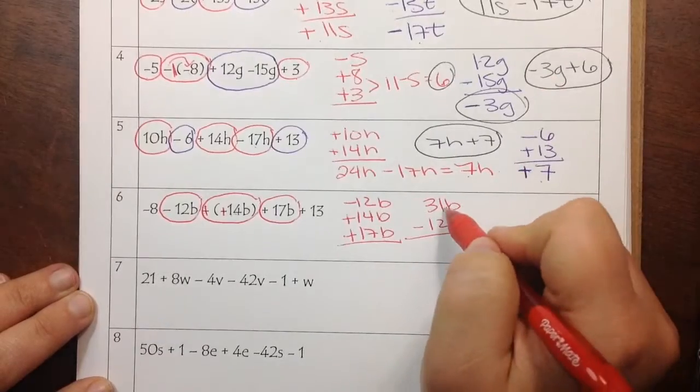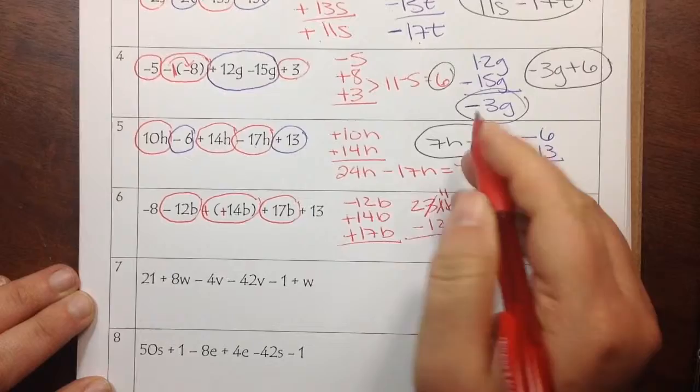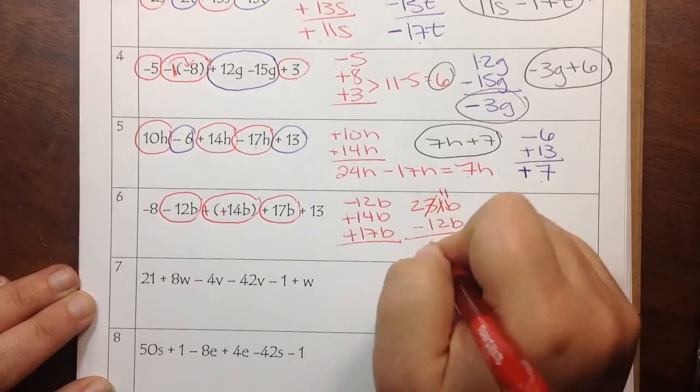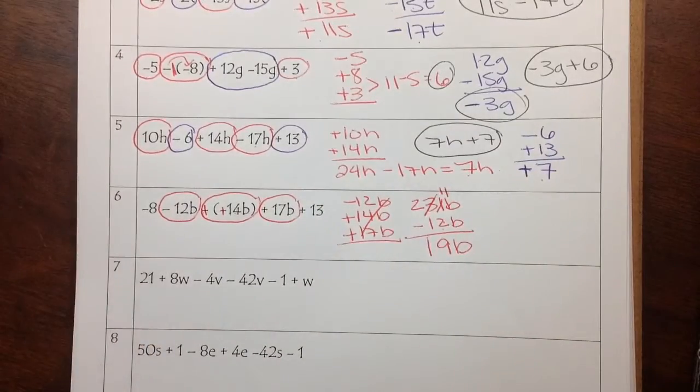So I'm going to go ahead and subtract. 1 cannot subtract 2, so I would borrow. 11 minus 2 is 9. 2 minus 1 is 1. So now I'm left with 19b. So the b's are done.